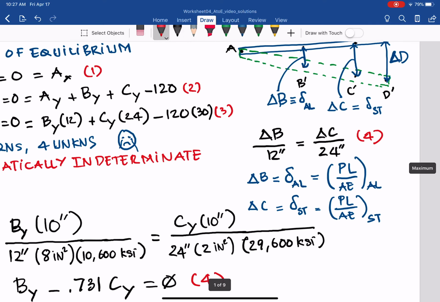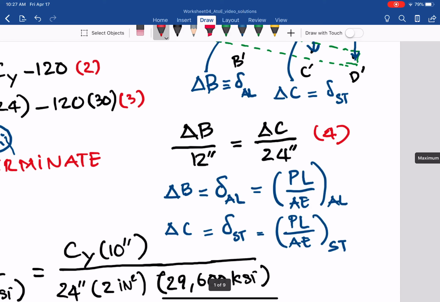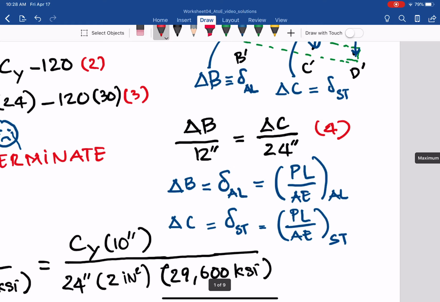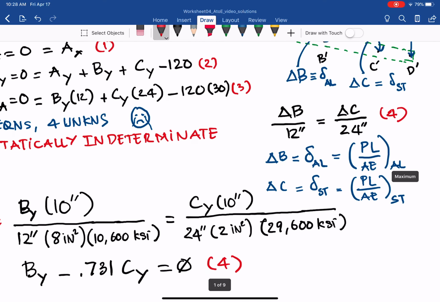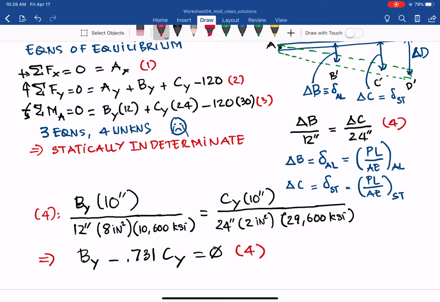So from the compatibility diagram in here, delta B over 12 inches equals delta C over 24 inches. Apply the axial deformation, right? So let's write it down here. It's basically axial deformation. Write it down big here, axial deformation. We have that equation.